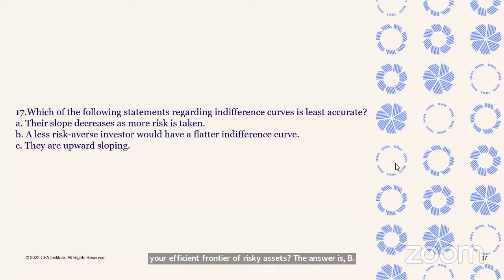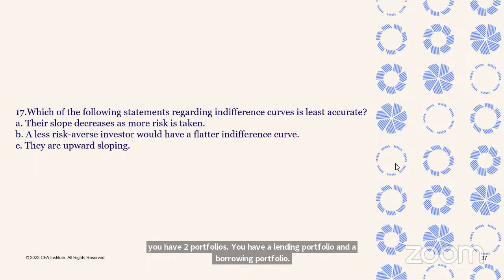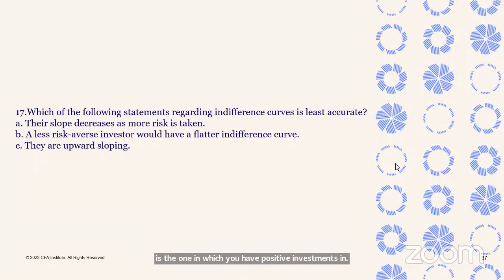Which of these is least accurate? The impact of leverage would not give you an optimal portfolio, but it will just allow you to make a return higher than that of the market. Remember, you have two portfolios: a lending portfolio and a borrowing portfolio. A lending portfolio is the one in which you have positive investments in your fixed income or your risk-free rate, while the borrowing portfolio is where you have a negative position. The only reason you have a borrowing portfolio is that you feel you can make much more than what the market is giving you. It does not make your portfolio optimal.